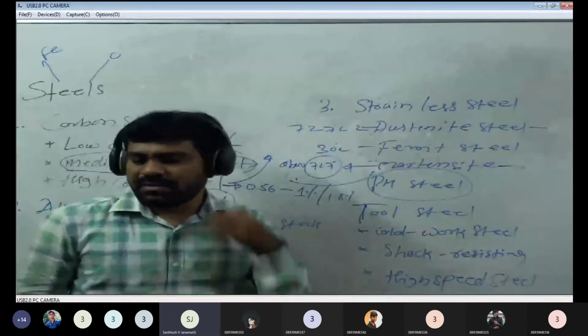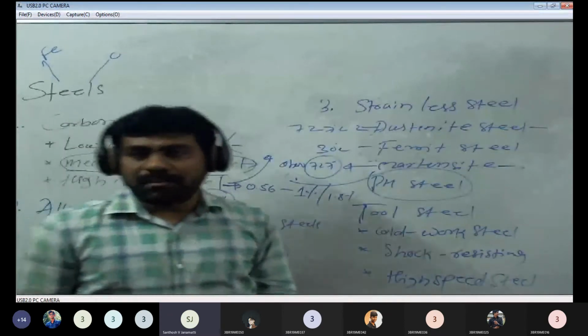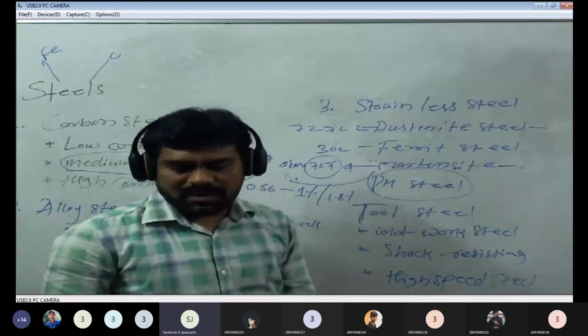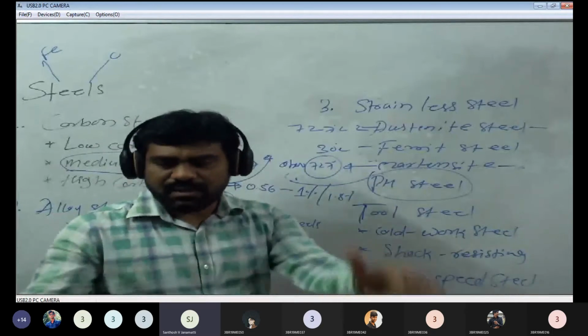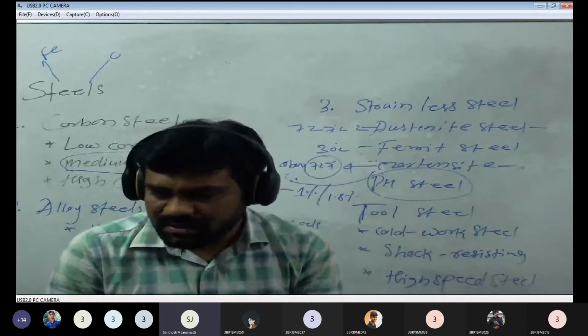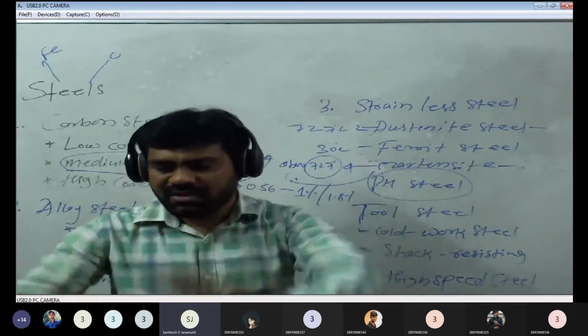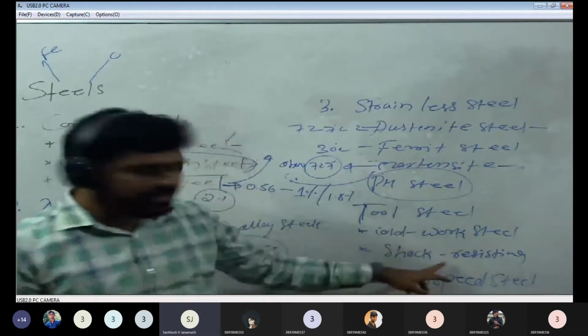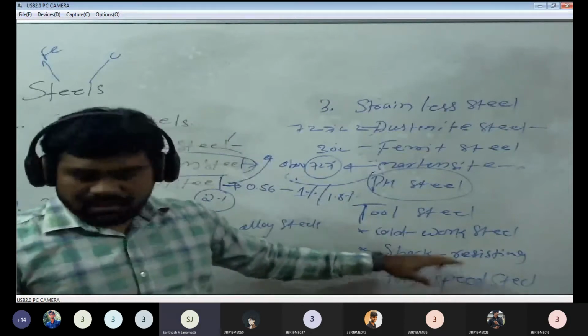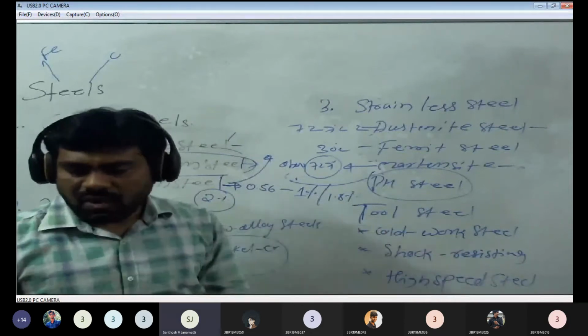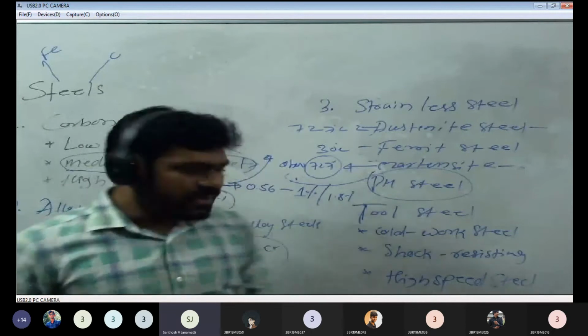In front of the vehicle, we have a bumper. All these kinds of applications can be called shock resisting steels. We are using bumpers in front of vehicles because they are absorbing shocks, pressure shocks. There are many other industrial applications, but they involve absorbing shock in terms of pressure or temperature.